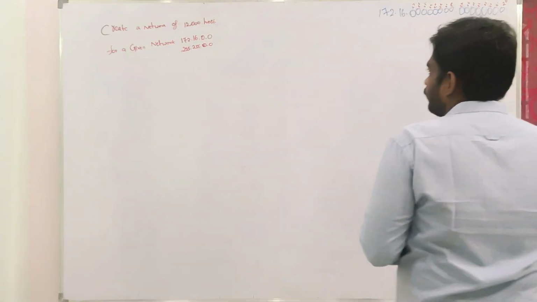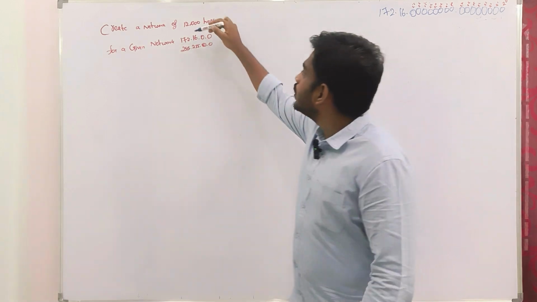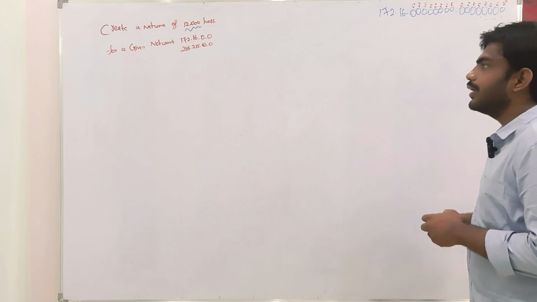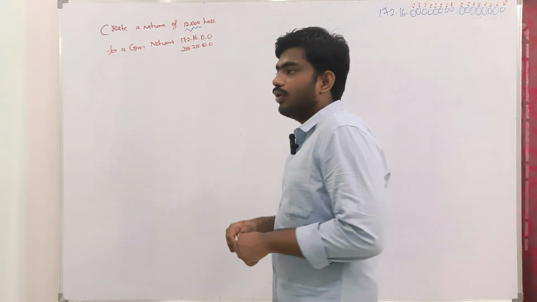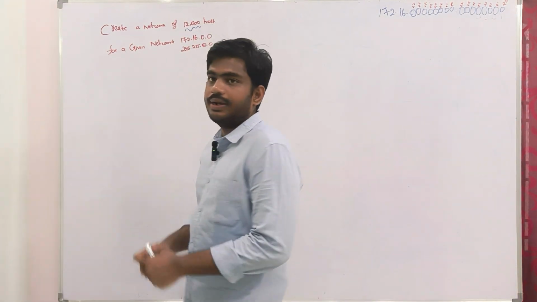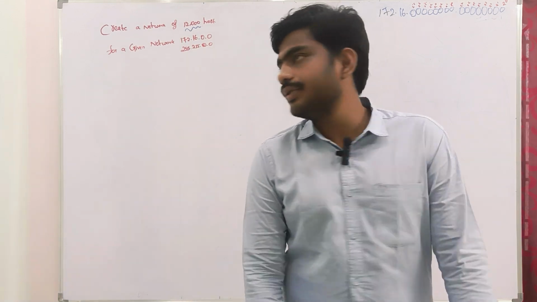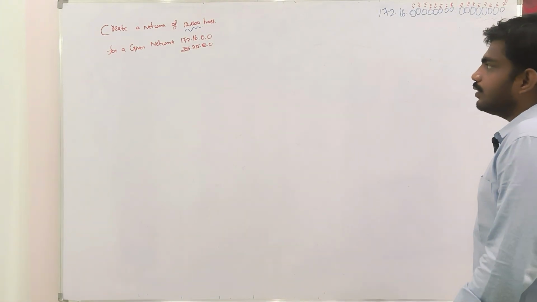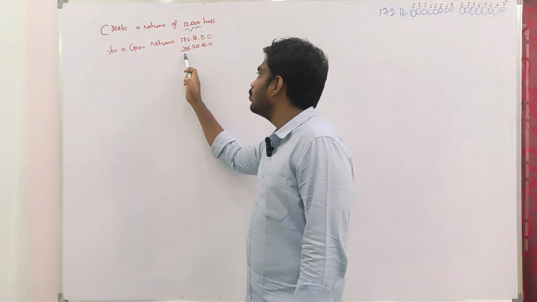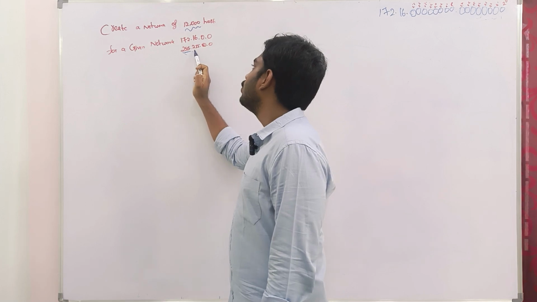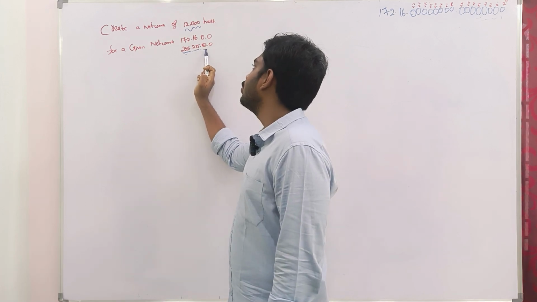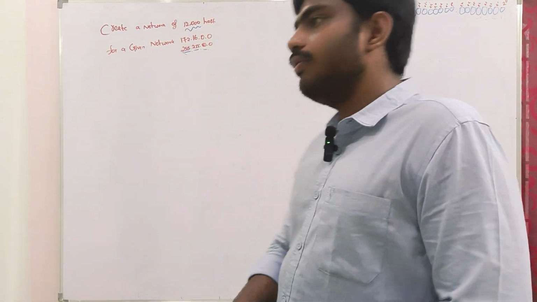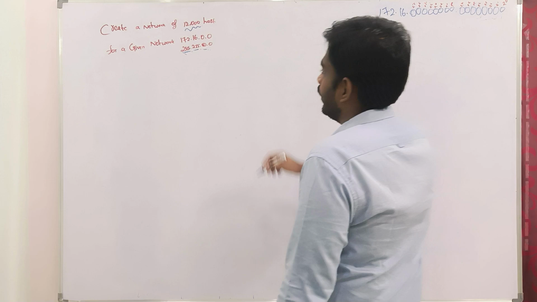Create a network of 12,000 hosts. A huge number of hosts, we need to create a network. And what is our given network and its subnet mask? Our given network is a class B network, and its subnet mask is 255.255.0.0. So we come to know we have the network portion in two octets.